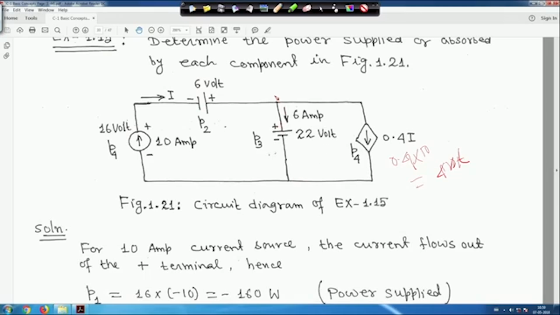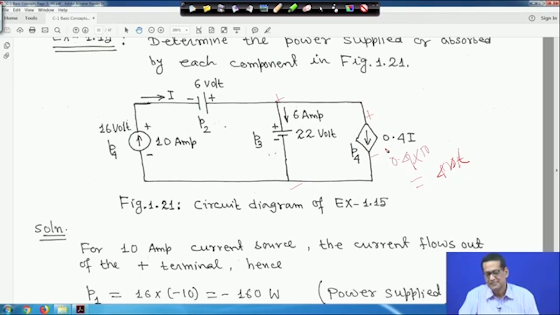So, plus minus means here it is plus, here it is minus. That means here it is plus, here it is minus, and this is plus, actually this is minus. That means the direction of the current is this way. So, that means current is actually entering into the positive terminal. That means this source, this dependent current source, is actually absorbing power. I hope your understanding will be clear.